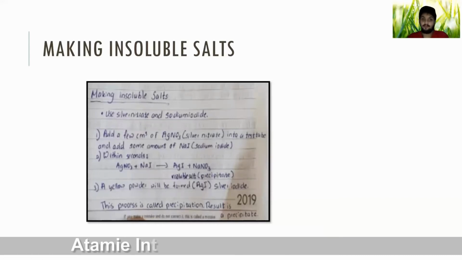So insoluble salts we referred to, there are not many insoluble salts we had in that table, but we have some. So what we're trying to do is react sodium nitrate and sodium iodide. So what do we do? We pour a portion into a test tube. We add silver nitrate. Silver nitrate, as you can see in the laboratories, is always in a brown color glass bottle or something like that. And then into the test tube you add sodium iodide.